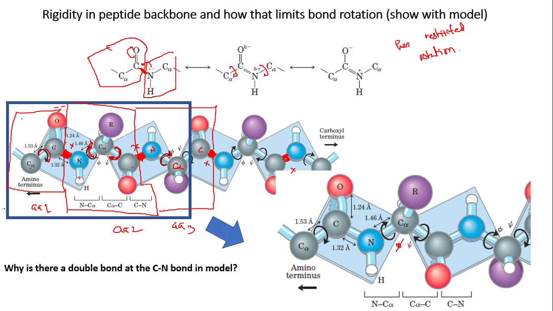Phi and psi. Phi is the angle between C alpha and the adjoining nitrogen, that is the N alpha of the amino group, and psi is the angle between the bond connecting the C alpha and the carbonyl. Okay, so this is carbonyl, right? So this is a carbonyl.